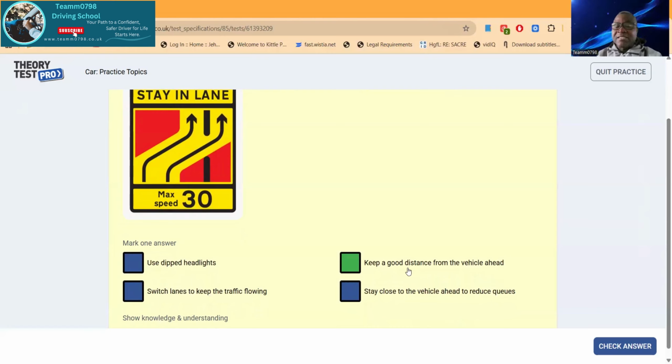Keep a good distance from the vehicle ahead. That's the most likely answer. Okay, so we're going to tick that one for now. Stay close to the vehicle ahead to reduce queues. This is wrong. Okay, so dipped headlight is wrong. Stay close to the vehicle ahead to reduce queues is wrong as well. So it's between these two. Switch lanes to keep traffic flowing. No issue. You have already chosen your lane and then maintain a good distance from the vehicle ahead. Okay, so that will be the correct answer.